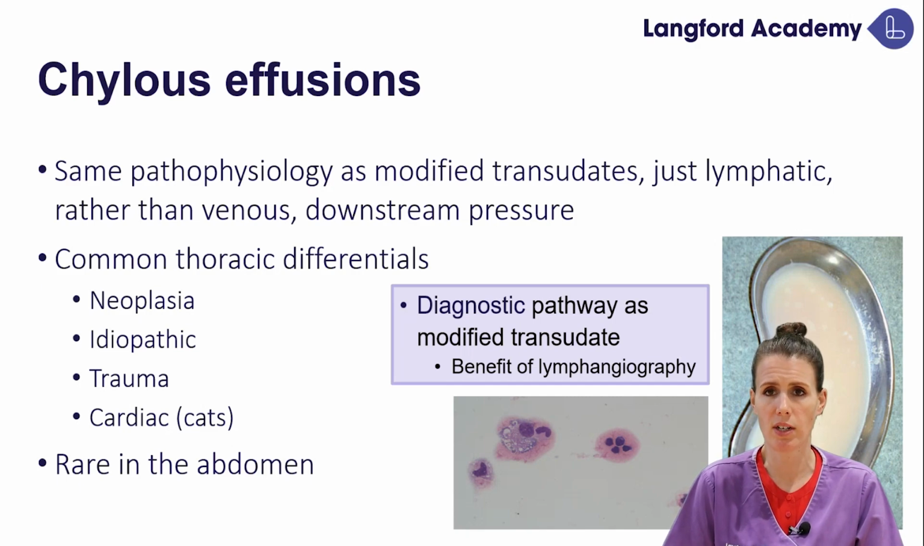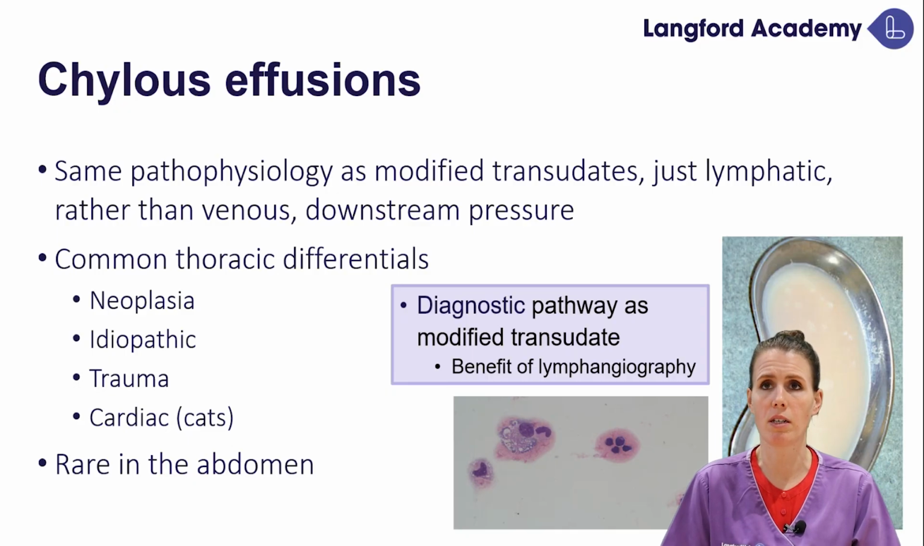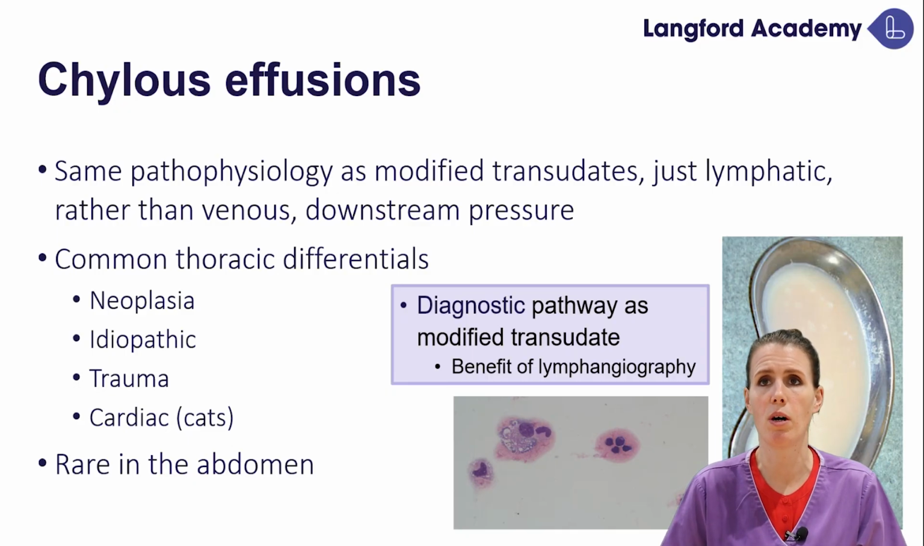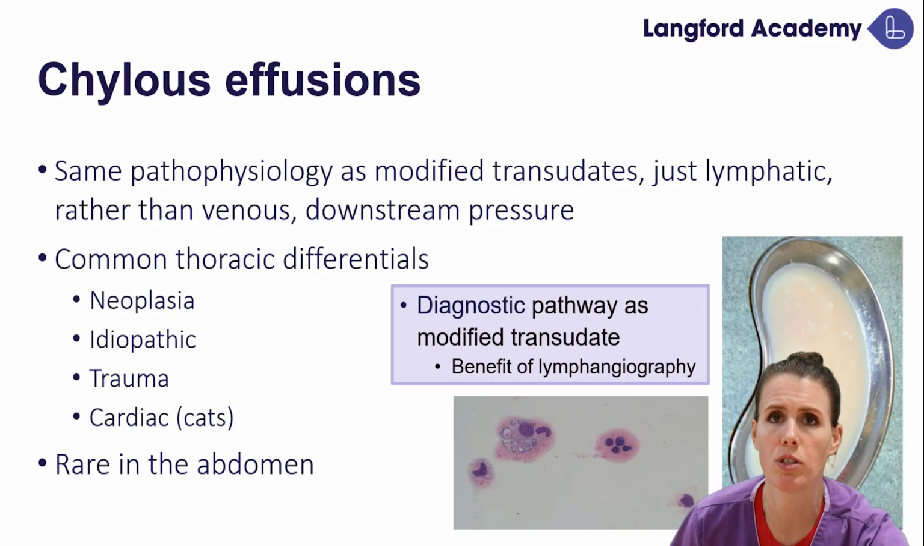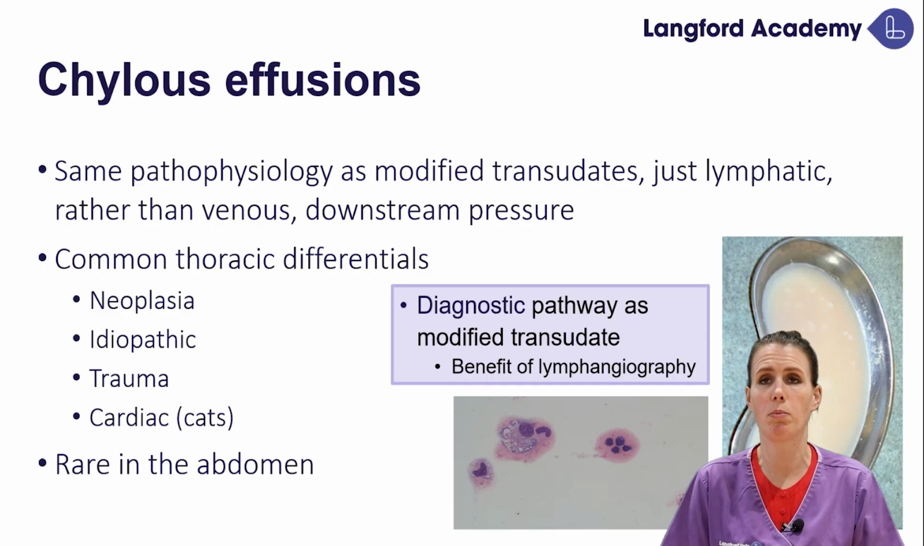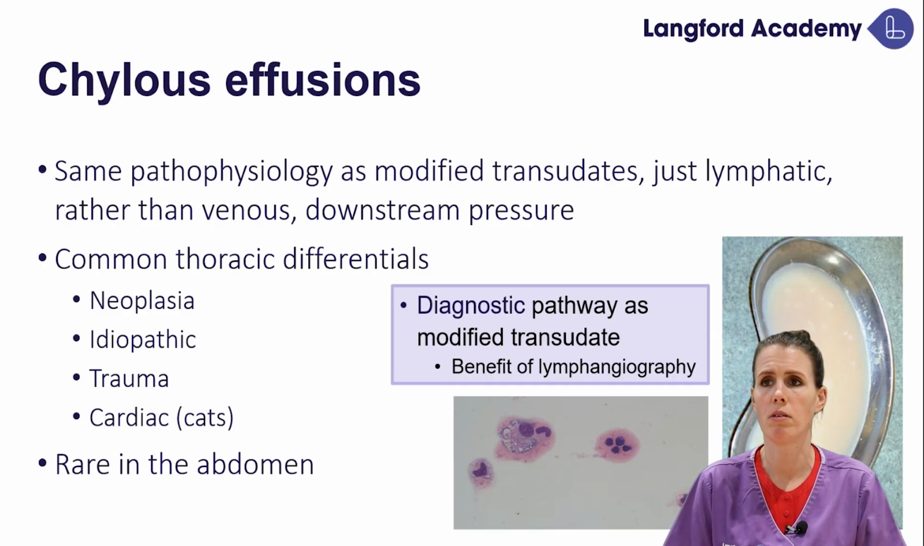Chylous effusions we've mentioned have the same pathophysiology as transudates, but it's just a downstream lymphatic failure or obstruction. And so common thoracic differentials will be neoplasia, idiopathic, trauma, or cardiac, particularly in cats. So again, where we've got cardiac differentials on our list, performing echocardiography is going to be really valuable. But otherwise, our diagnostic pathway is going to be as for our modified transudates. Chylous effusions are rare in the abdomen, so we certainly don't want to forget them as a possibility, but they're not common.